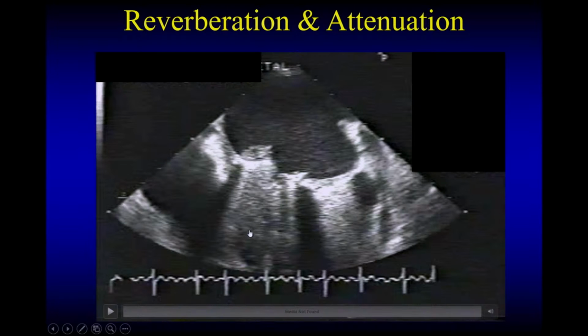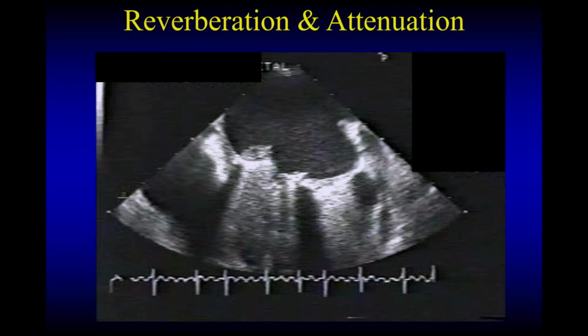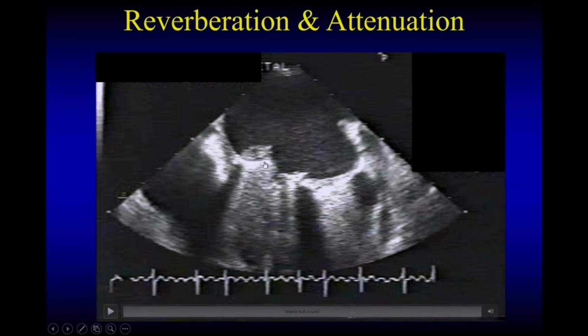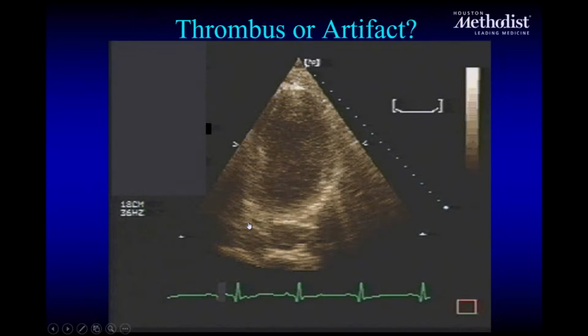This is reverberation, actually. This is not shadowing. It is an interesting finding at times in certain structures or mechanical prostheses. The ultrasound reverberates between the two metal areas of the prosthetic valve, and you see this shadowing in a way, but it has a little different look of reverberations, and this is what you see.